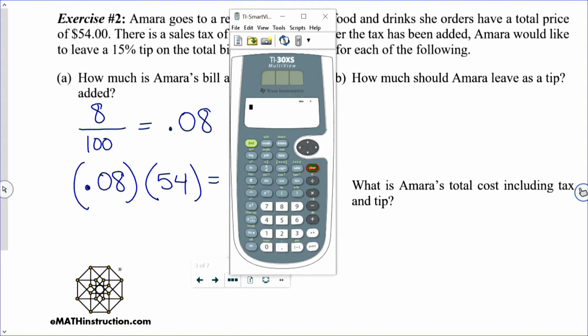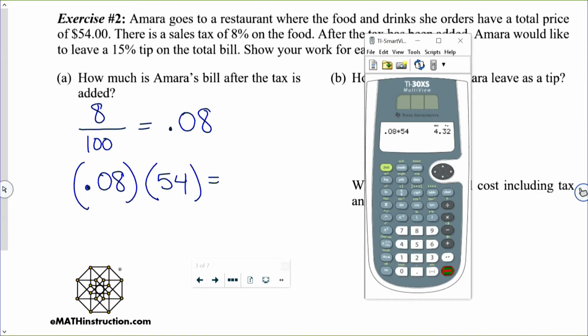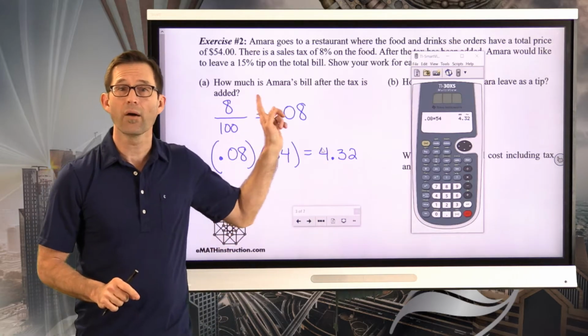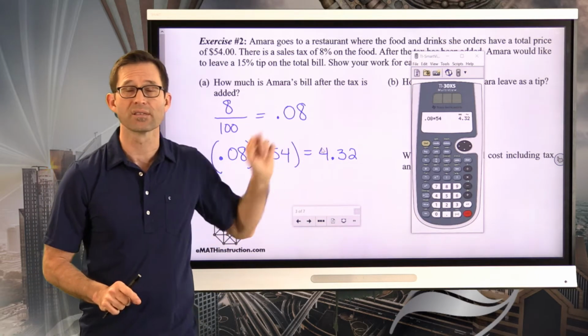I'm going to clear this out. 0.08 times $54, and that's going to give us $4.32. Now, let me be very clear. That doesn't answer the question. The question was, how much is Amara's bill after the tax is added?